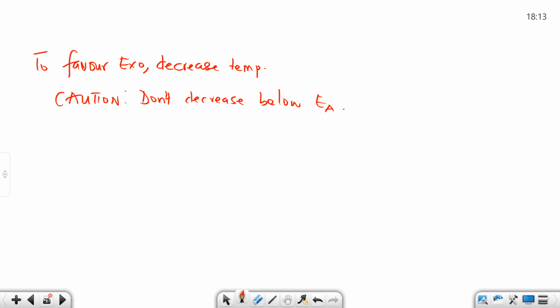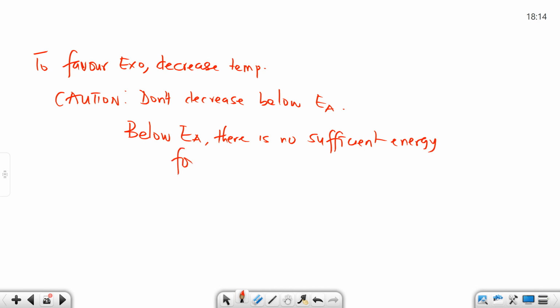Okay, so if they tell you that the activation energy is 2 joules and they decreased it to 1 joule, then there's no reaction. Then your answer will be what question they ask? All right, I think I saw a question. Let me see. Don't decrease below what? EA. You know the reason why, right? What's the reason? Below activation energy, there is no what? Sufficient energy for a reaction to occur.